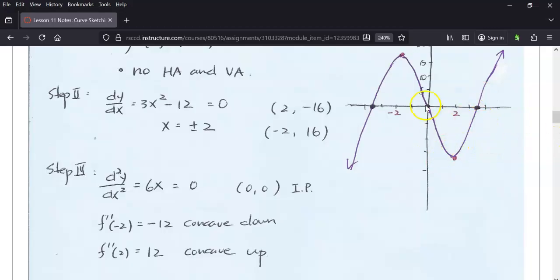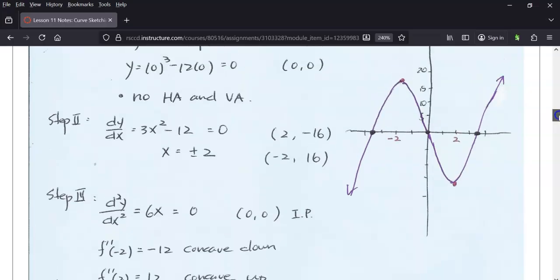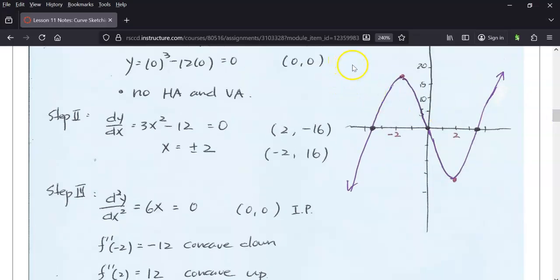So for this graph right here, you have a relative maximum and a relative minimum. Absolute maximum and minimum can be defined depending on what you're looking at. Since we're not given an interval, we don't know how far this one will go. So we don't necessarily have an absolute maximum or minimum.